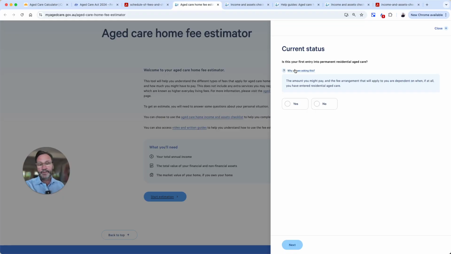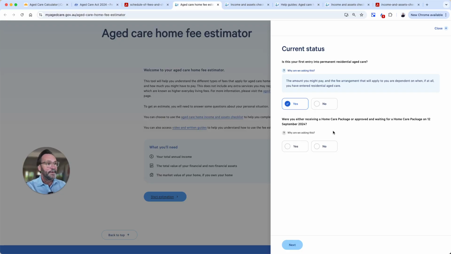And then there's a sort of November 1 model. So as you could appreciate, for an aged care home, there's a lot of complexity in understanding the pricing models that the different residents are subject to. So we're going to say in this example that it is the first entry into residential aged care, and that the client was not receiving a home care package.